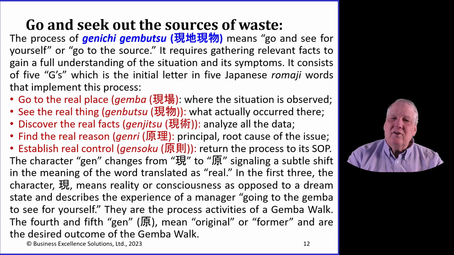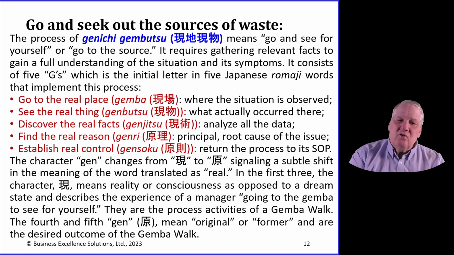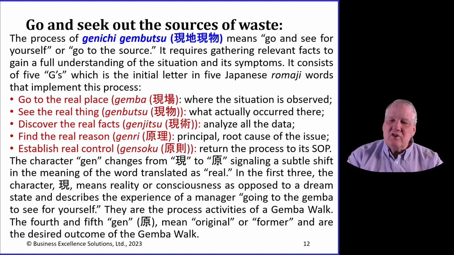Now, note that the character Gen is the same in all 5 of those words. But the first 3, it's one character, and the last 2, it's a different character. And this is signaling a very subtle shift in the meaning of this real. In the first 3, the character means reality or consciousness, as opposed to a dream. And so you want to see what is the real thing, not an imaginary understanding, not a guess. And then we see that this is describing the experience of when you go to the Gemba, what you're looking for. And then this is the process activity, if you will, of doing what we call a Gemba walk.